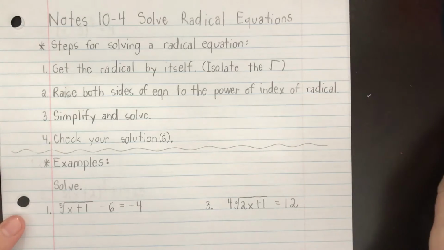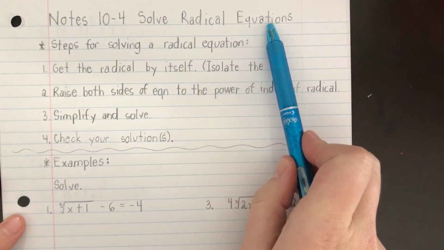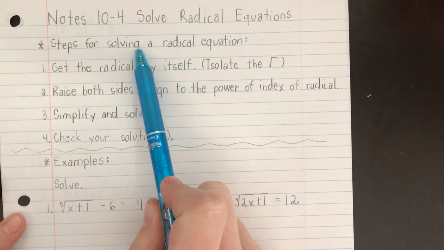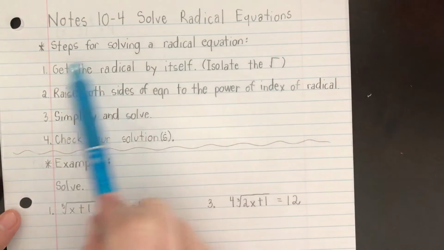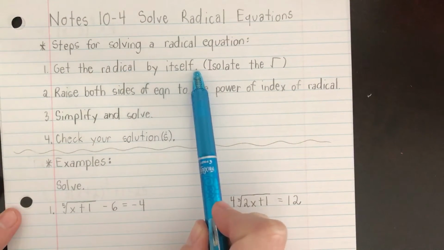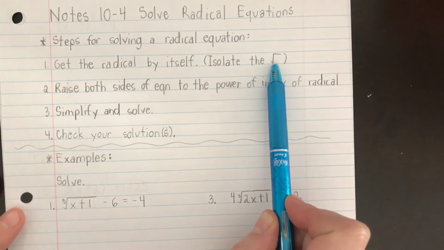Looking at notes 10-4, solve radical equations. So the steps for solving a radical equation are as follows. Number 1, get the radical by itself. In other words, isolate the radical.